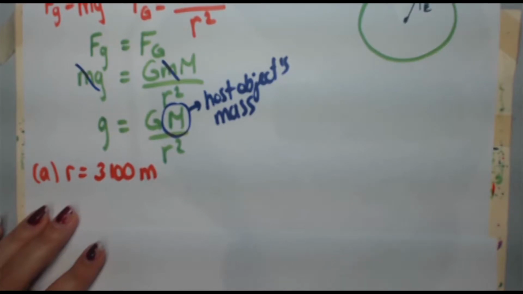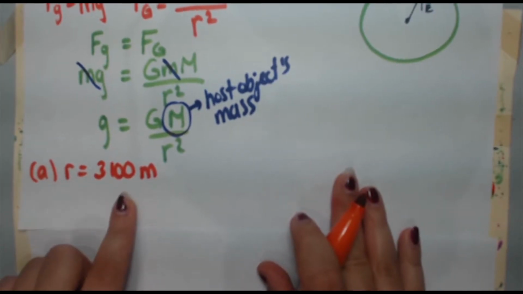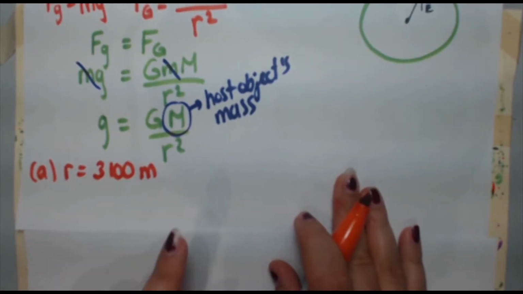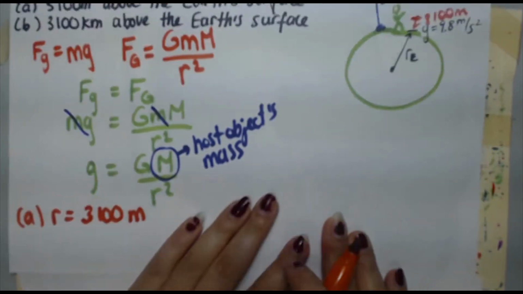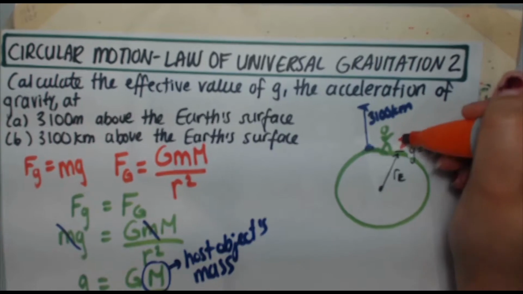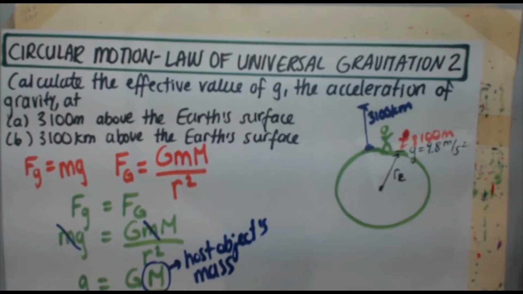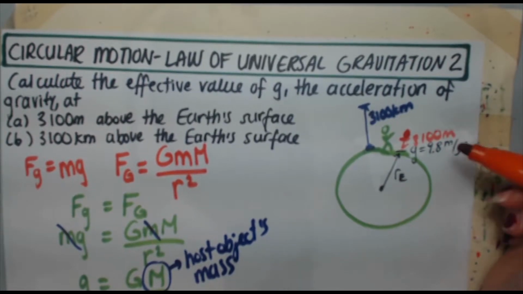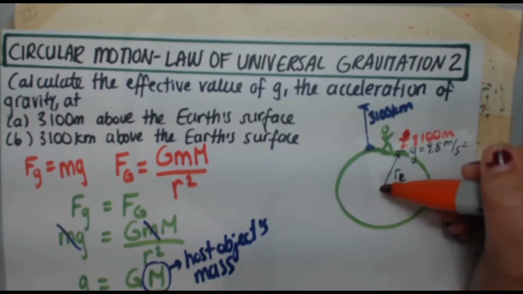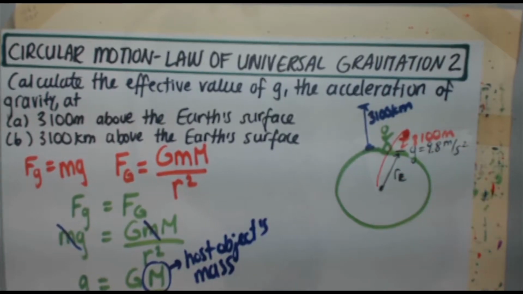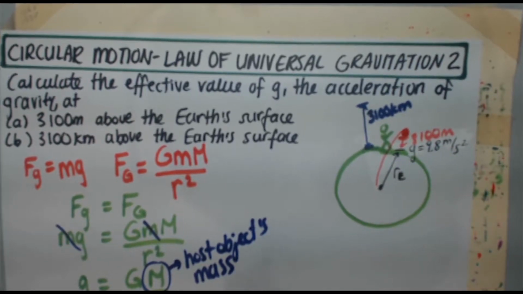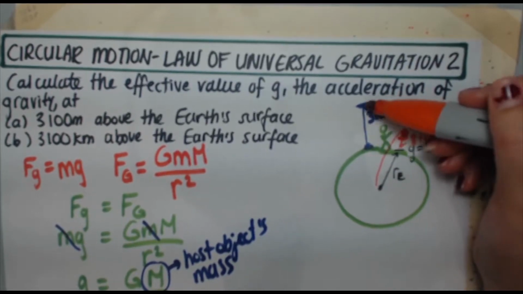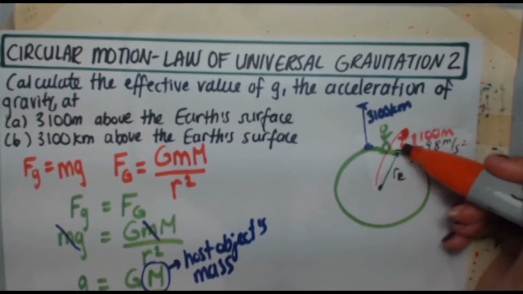Now, before you just go ahead and start plugging in numbers, don't just plug in 3,100 because, remember, r is the distance between the center of the objects. So go back to your picture. Let's say your object is here at 3,100 meters above the surface of the Earth. The distance between that object and the center of the Earth is this total distance right there. That's the radius of the Earth plus the 3,100. And you're going to do the same thing for the 3,100 kilometers. Okay, it's the radius of the Earth plus that.